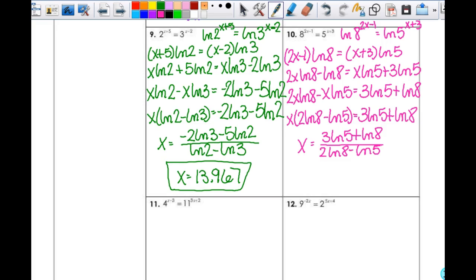Yesenia, you want to tell me what you got? Do y'all agree with that? Or have enough of you typed it in yet? That is the right answer, so good deal. Make sure you can get that when you're typing things in. All right, any questions at all? All right, so you work on number 12 while I hand out the assignment.